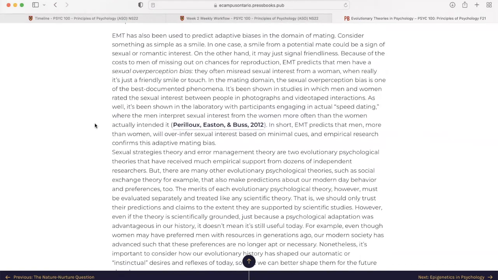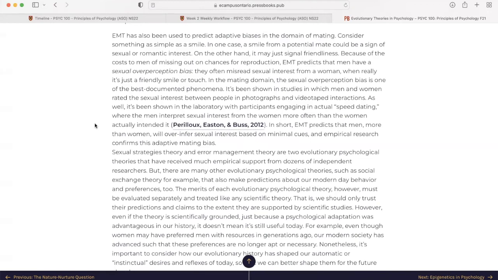In the mating domain, the sexual overperception bias is one of the best documented phenomena. It's been shown in studies in which men and women rated the sexual interest between people in photographs and videotaped interactions. As well, it's been shown in the laboratory with participants engaging in actual speed dating, where the men interpret sexual interest from the women more often than the women actually intended it. In short, EMT predicts that men more than women will over-infer sexual interest based on minimal cues, and empirical research confirms this adaptive mating bias.